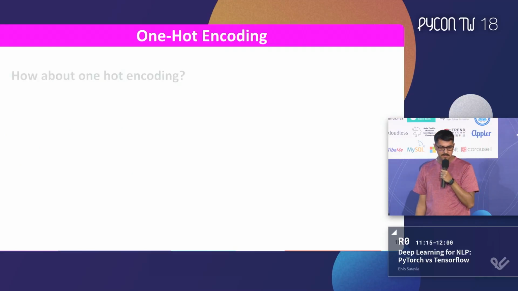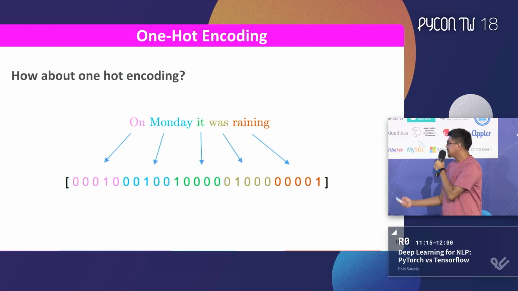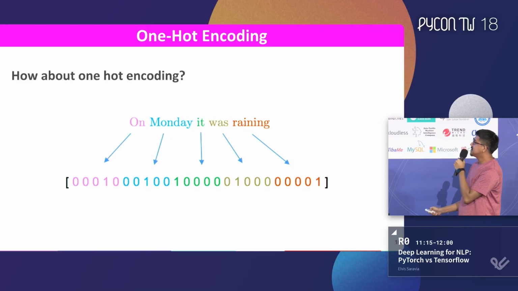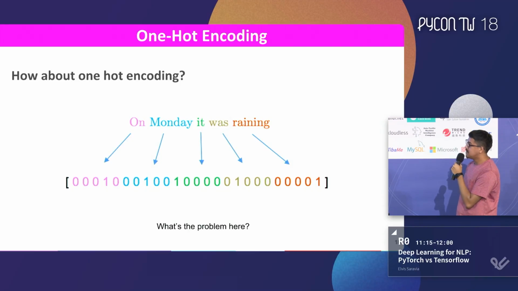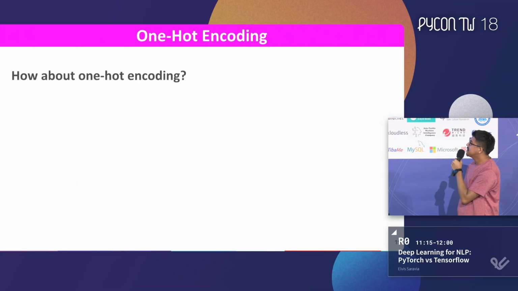So one-hot encoding, another very popular technique. On Monday, it was raining, and you would have some representation like this in one-hot encoding. And you can see the position is different for each word, right? That's kind of the difference. Does it work? What's the problem here? Let's see what the problem is.